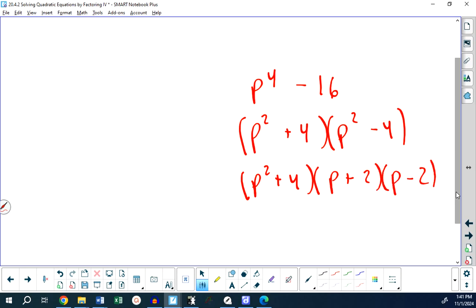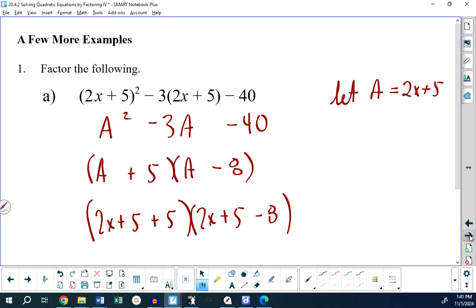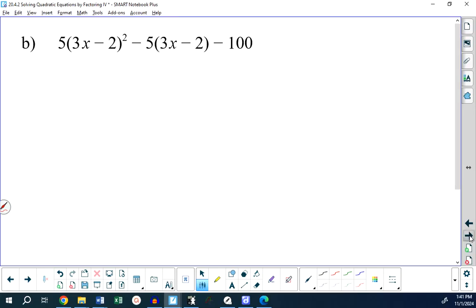So my point is, when you use some step in factoring, look at what it gives you, because you may be able to factor further. Let's try another one. Okay, so this is like 5r squared minus 5r minus 100.